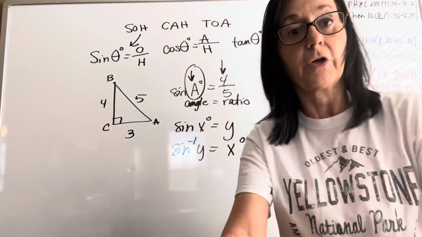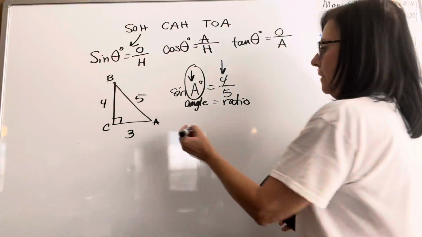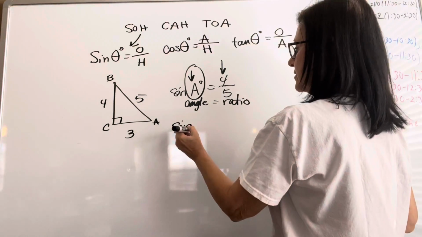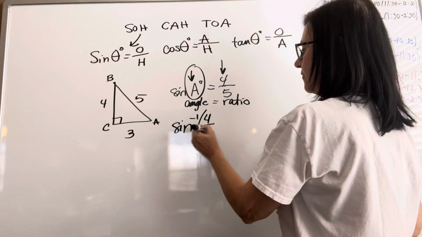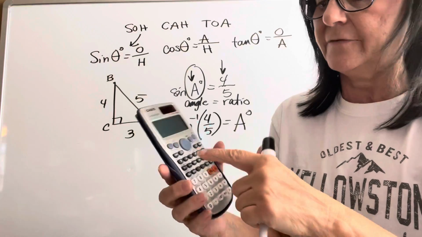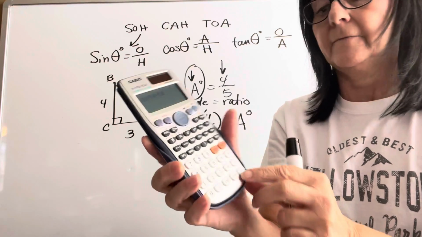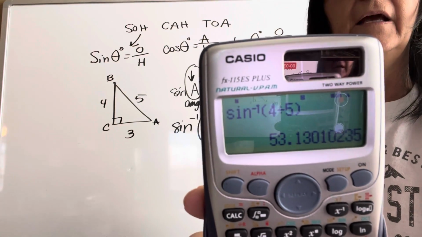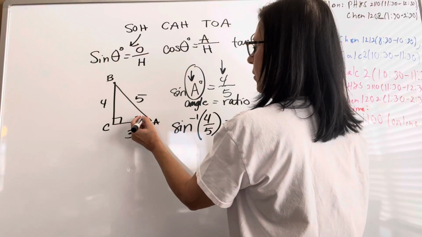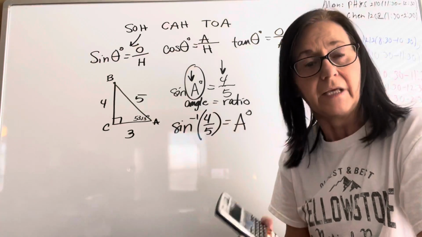All right, so we're gonna solve for this angle A. We're gonna do the inverse operation. I'm gonna swap those two values. So the sine inverse of 4 over 5 is going to equal our angle. So you do shift sine, 4 divided by 5, and that's your angle, 53.13 degrees.